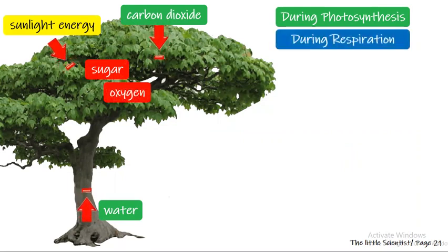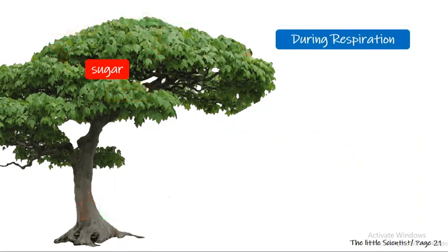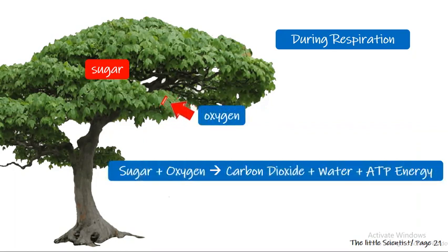Now the plant has sugar, right? How can the plant turn this sugar into energy? What should the plant do? The plant breathes. It breathes oxygen. The oxygen with the sugar will help the plant make ATP energy. By this process, plants make also carbon dioxide and water.